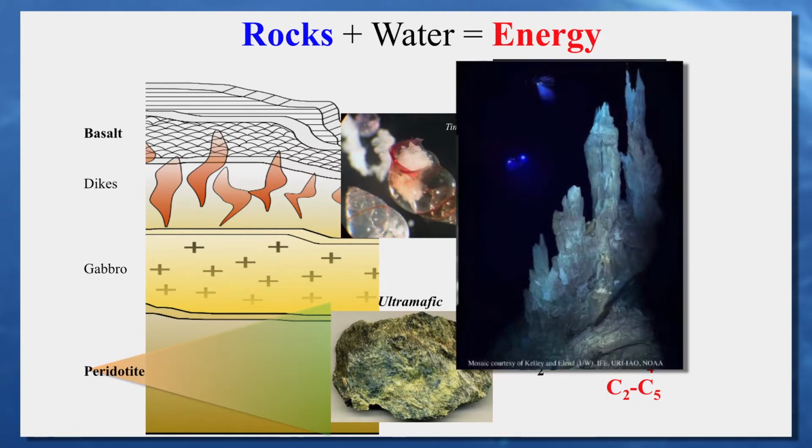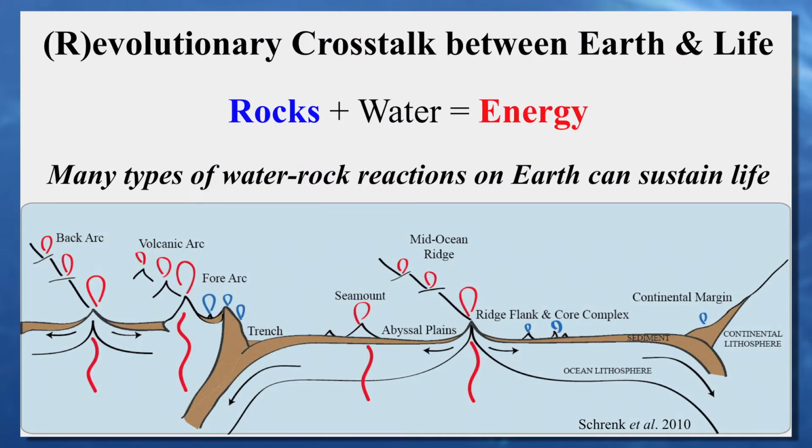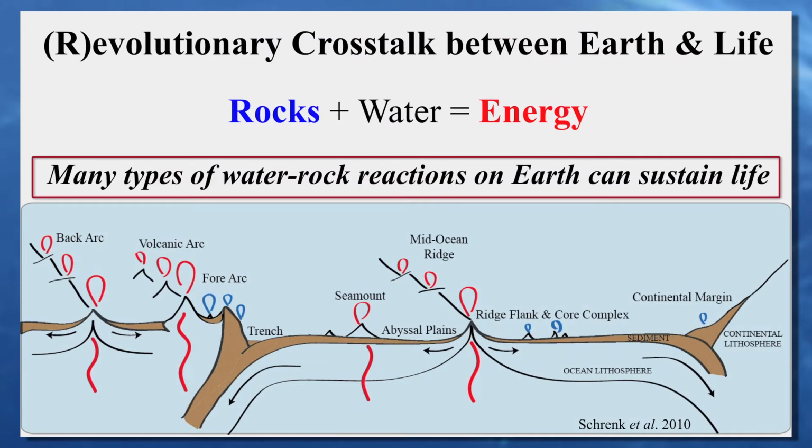But these ecosystems, you can see, look very different. There's no black smokers there. There's no tube worm communities. They're much different chemosynthetic ecosystems being driven, in this case, by a hydrogen methane rather than a sulfide chemistry. So what we really have been learning is that there's a huge range of these types of water rock reactions that can sustain life on our planet.